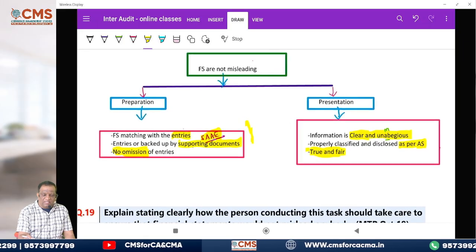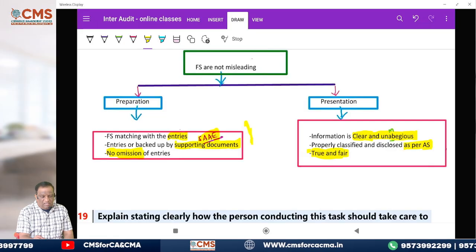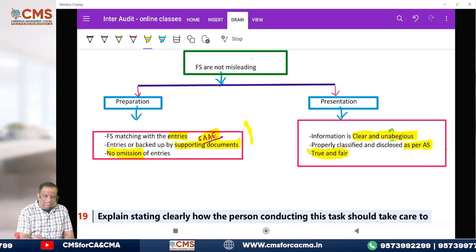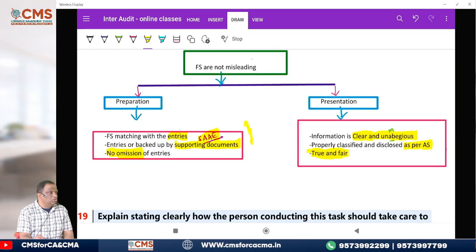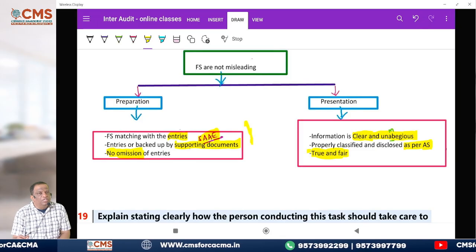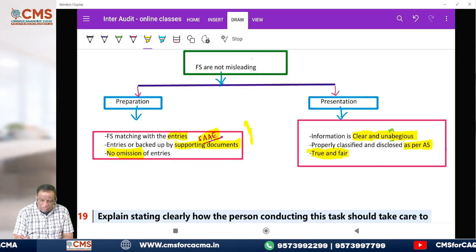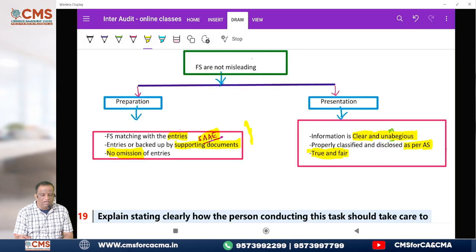There are 3 angles: preparation and presentation. In the preparation, 3 points: financials are matching with the entries, all those entries are supported by documents, and there are no omissions, to ensure completeness. And when it comes to presentation, information given is clear and unambiguous, plus the proper classification as per accounting standards, and true and fair.